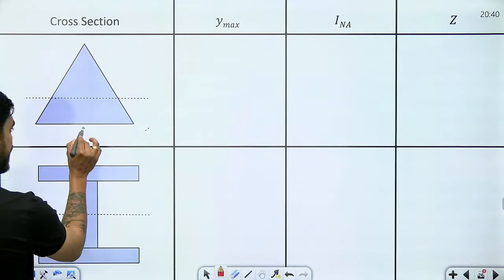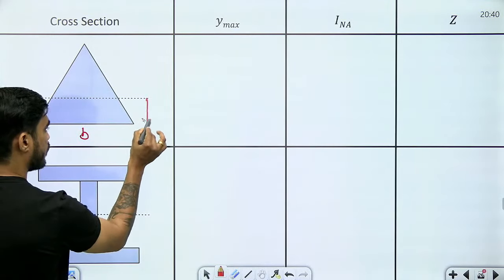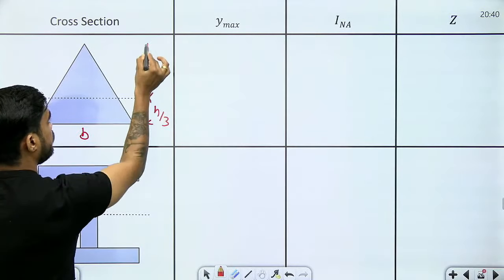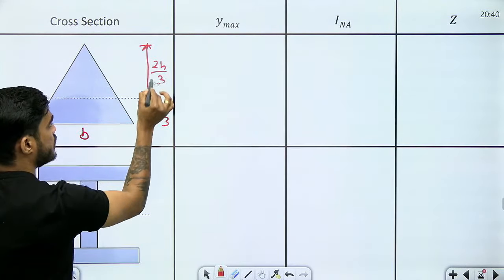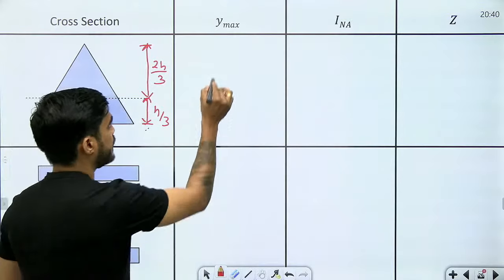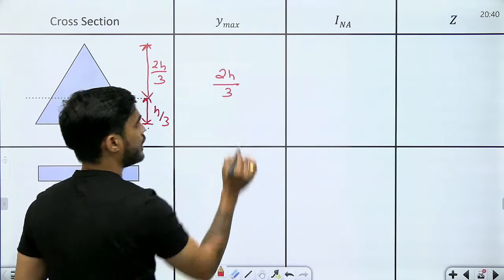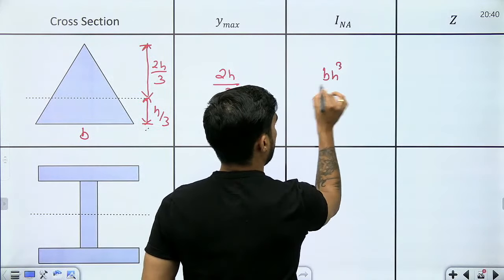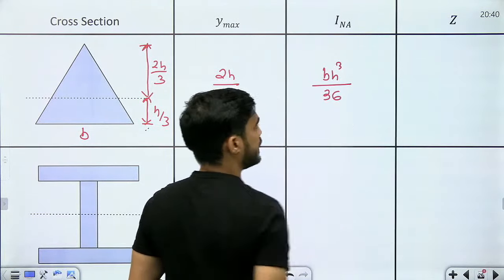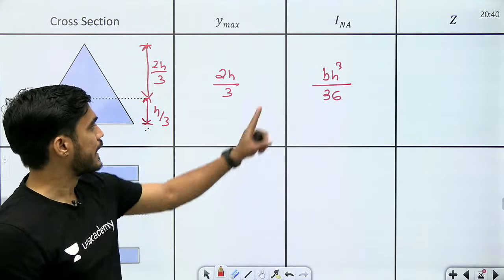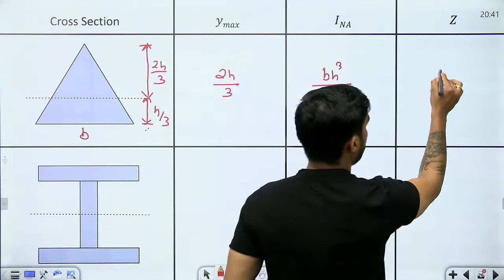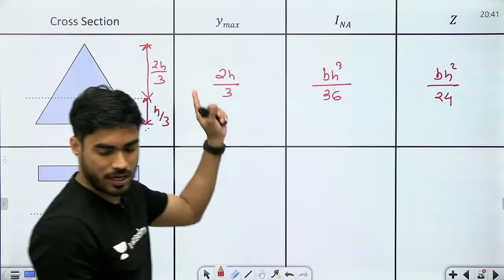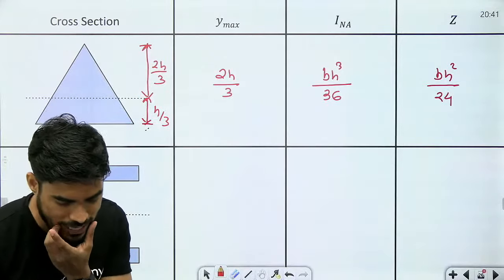Then triangular section, तो बेटा let's say the width is b, height is h, so this will be h by 3 and this will be 2h by 3. What will be y maximum? Y maximum will be 2h by 3. And what will be I, moment of inertia about neutral axis? bh cube by 36, bh cube by 36, and z by y maximum will give you bh square by 24. This is for triangular section. This is what triangular section.